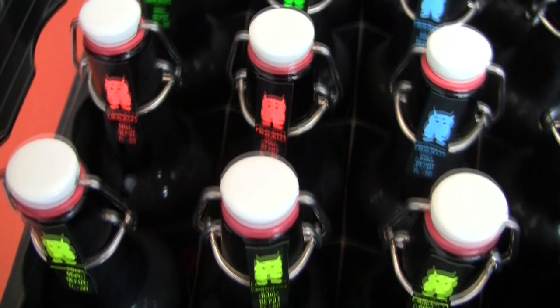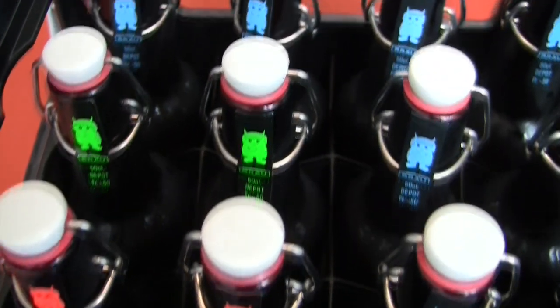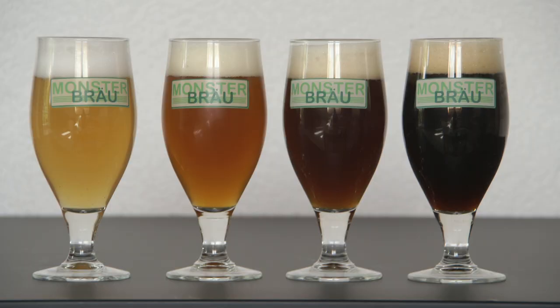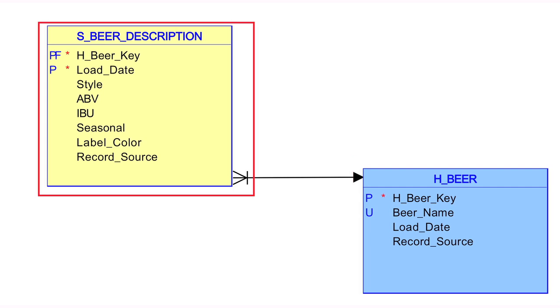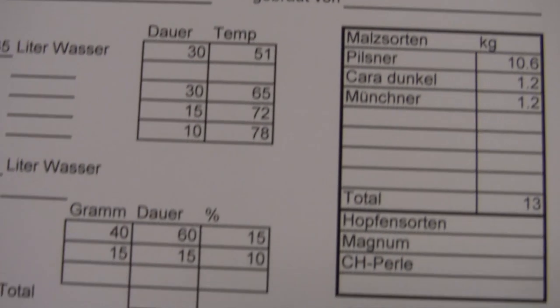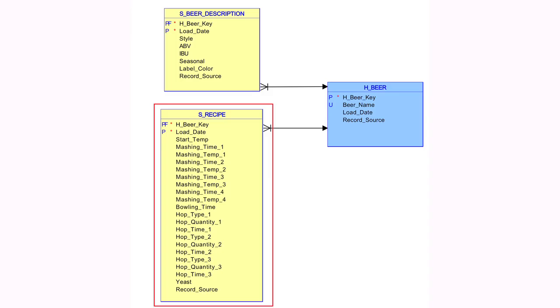Each kind of beer has a unique name, a beer style, a description, percentage of alcohol, a bitter unit, color, and so on. In Data Vault, we create a hub beer with a unique business key, in this case the name of the beer. All other descriptive attributes are stored in a satellite called beer description. To brew a beer, we need a recipe. It contains the ingredients, temperatures, and duration of the different brew steps. Because a recipe belongs to one beer, it is stored in another satellite and attached to the beer hub.